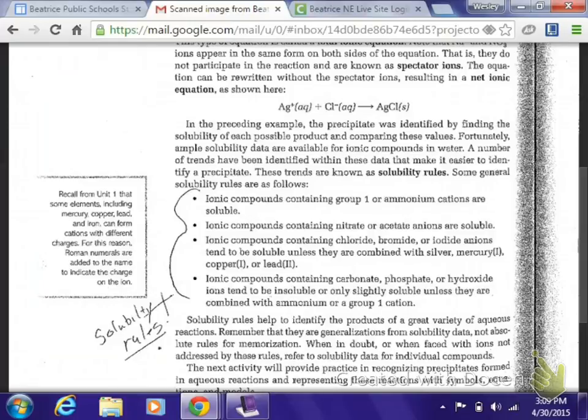All right. Now we're going to practice using this. The last one that we need to talk about is that carbonates, phosphates, and hydroxides, they're pretty much always insoluble. Which means if we have them, they're not going to dissolve. They only dissolve, go ahead and circle it again, unless, there we go, unless they're combined with ammonium and group 1 cations.